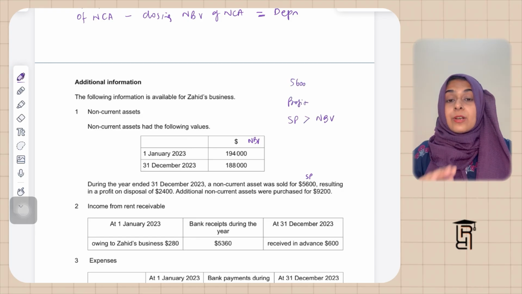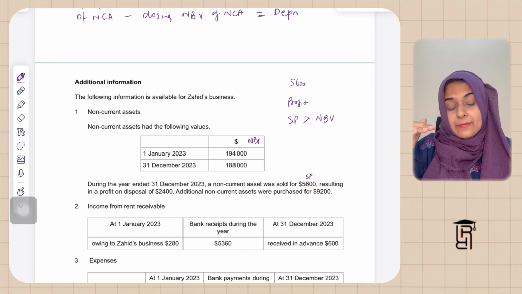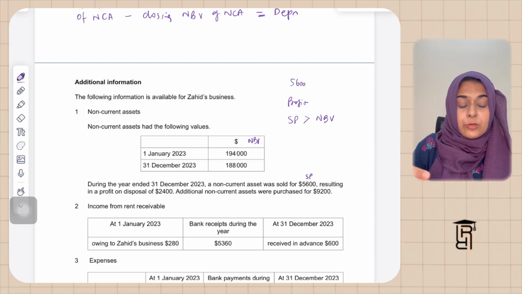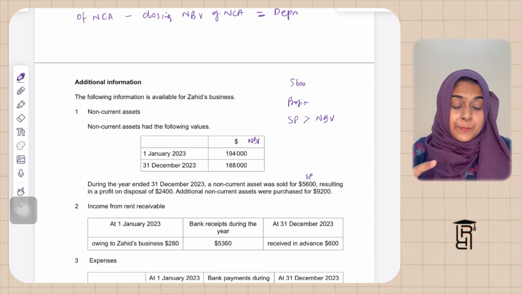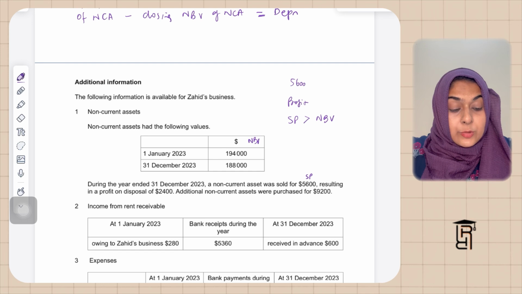सो नेट बुक वैल्यू इज़ योर एस्टिमेटेड वैल्यू कि this is my estimation that this is the value of my non-current asset. But if you end up with more money than the net book value, so that means it's a profit. So they have ended up with more money. So 5,600 is basically 2,400 more than the net book value.